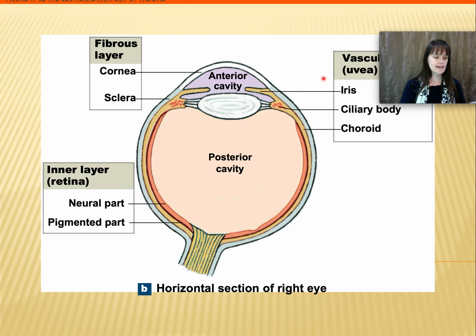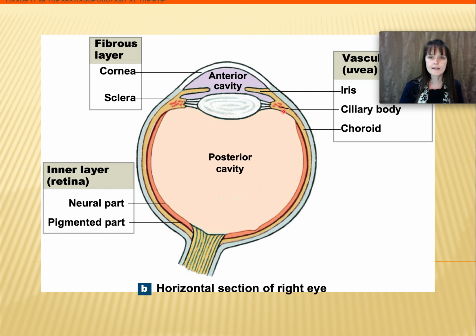And the uvea includes three parts: the iris, ciliary body, and choroid with a CH. And the functions are, number one, a route for blood vessels and lymphatics. That's why it's called the vascular layer, because it's for the vessels. Vas means vessel.